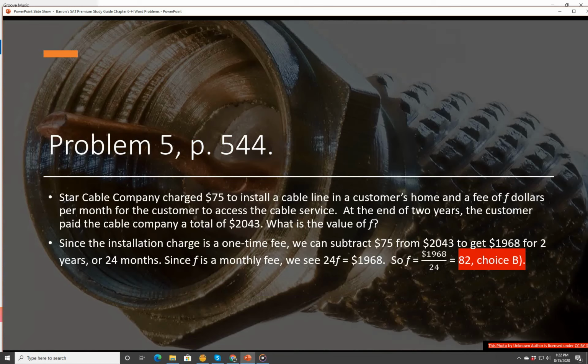Of course, I think most people just get their cable TV through the internet and high-speed connections, but hey, some of you have cable modems, some of you still have cable TV. But I digress. Anyway, so a fee of F per month to access the cable service.